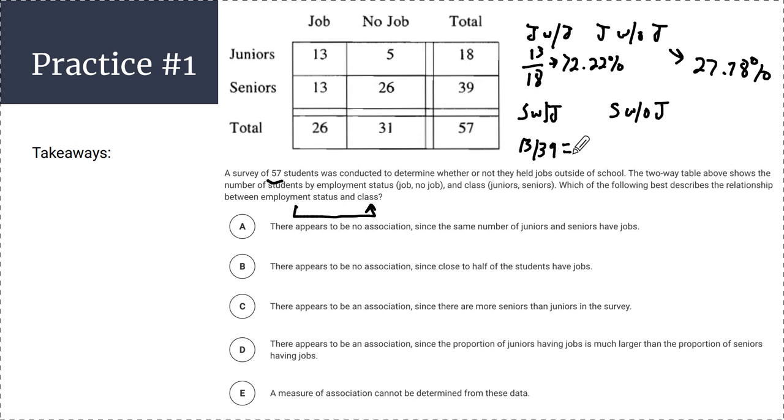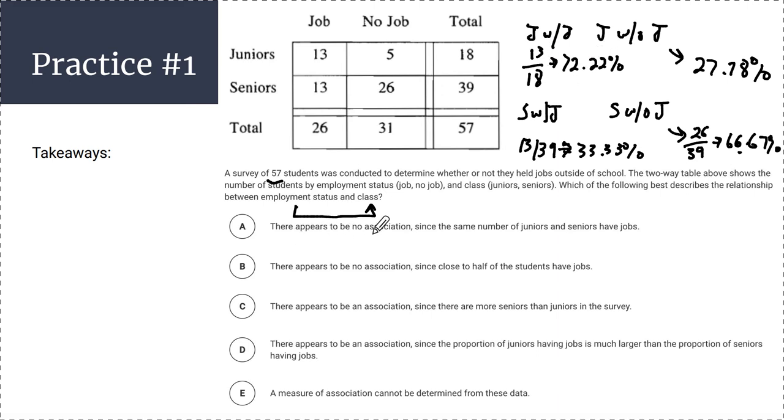So 13 out of 39 is going to lead me to, actually, let me make this an arrow since it's not equal. We're going to do percents here: 33.33%. And my seniors without jobs, 26 out of 39, is going to give me 66.67%. All right. So now that I have these in percents, I can do some pretty quick comparisons. Wow, it looks like by percentage, there's a lot more juniors who have jobs.